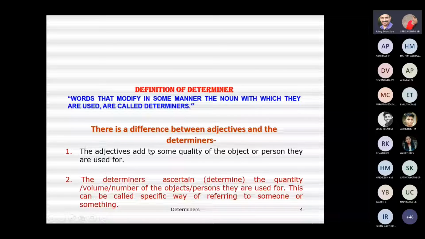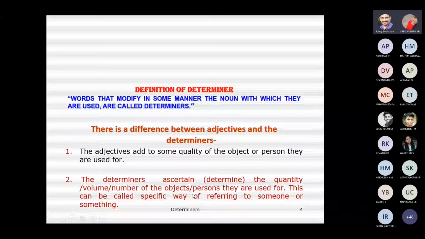But what does a noun determiner do? It determines, it tells us this much, that much. The determiners ascertain or determine the quantity, volume, number of the objects, persons they are used for. So a determiner determines the quantity. It tells how much volume is there, or the number of the objects, or how many persons they are used for.